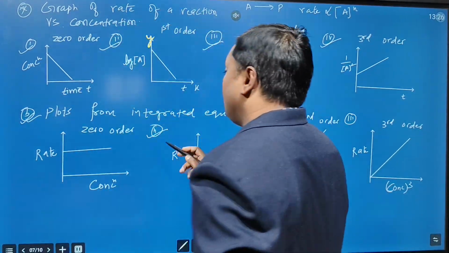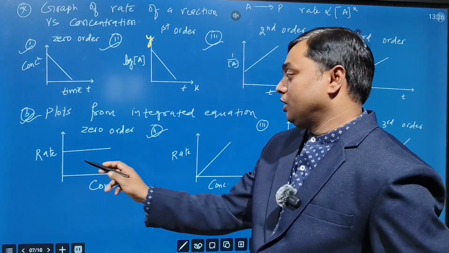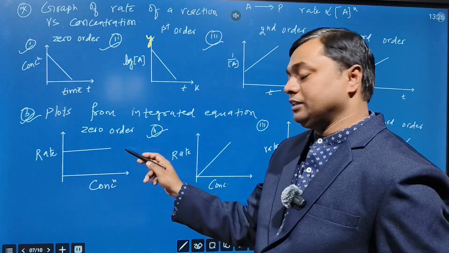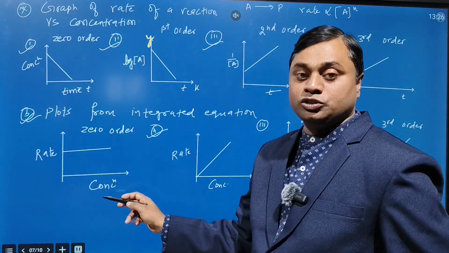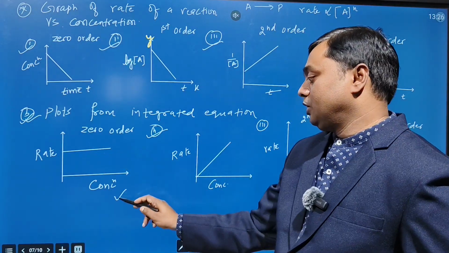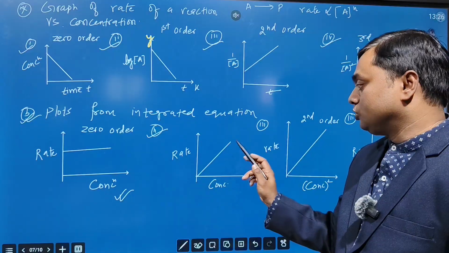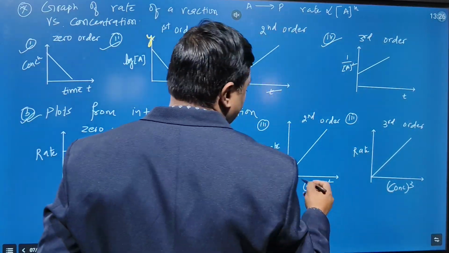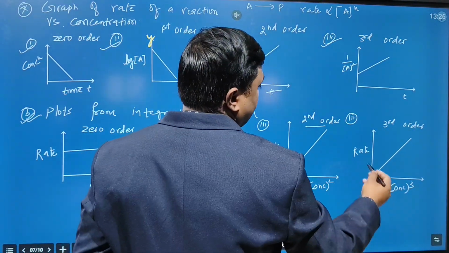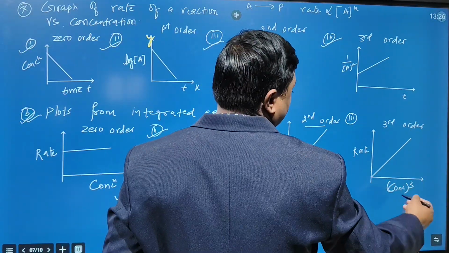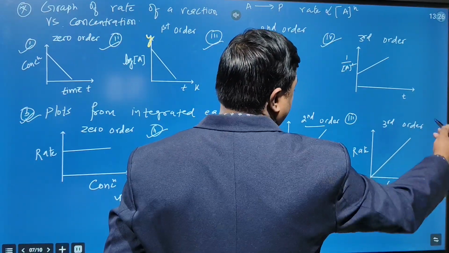Similarly, plots from integrated equation, rate versus concentration, it is like this. So rate is independent of the concentration, yes or no? From this graph you can see. For the first order reaction, rate is directly proportional to the concentration. And for second order, rate and concentration square are directly proportional. For third order, rate is directly proportional to the concentration to the power 3, yes or no?